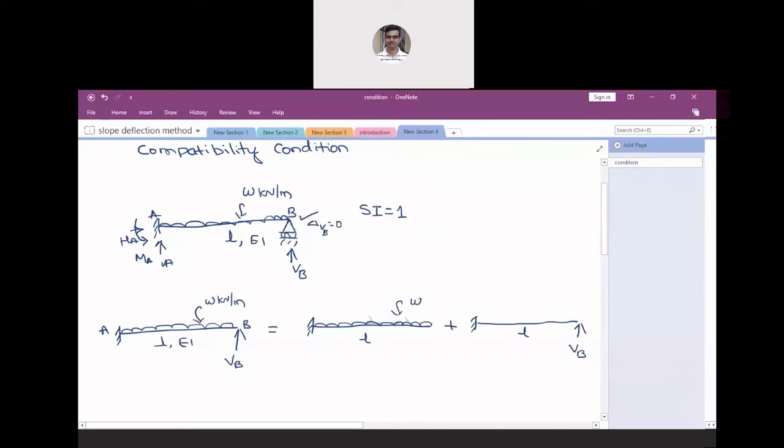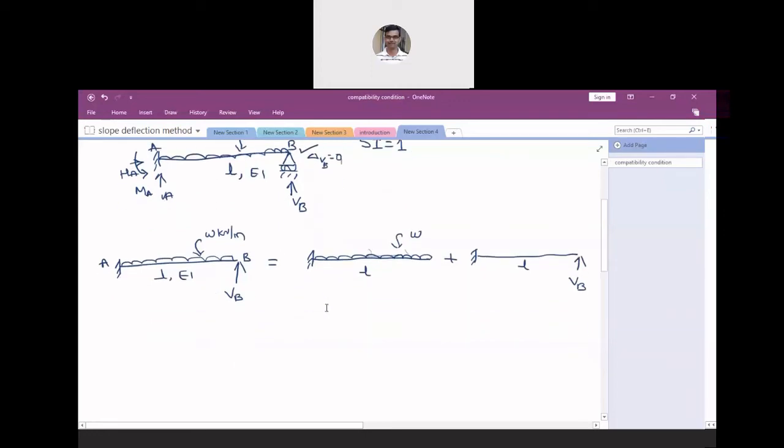This roller support will not allow joint B to have a vertical deflection. Now I use the joint equilibrium conditions. Because of the uniformly distributed load acting on the cantilever beam, this beam is going to deform in this fashion. It will have a downward deflection, say delta 1.